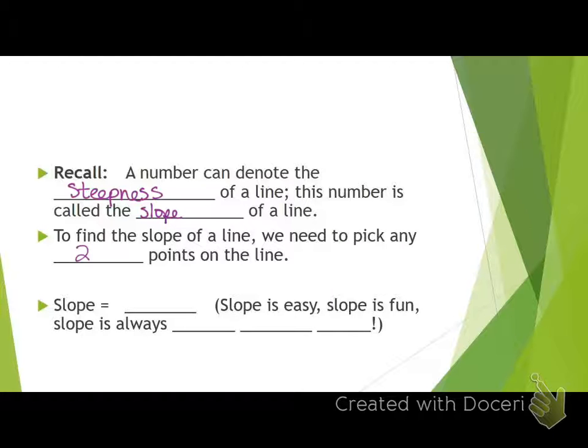Slope, we refer to a few different ways. What's one way we refer to it? Rise over run. Slope is easy, slope is fun, slope is always rise over run. We also use what letter for slope? M. We use M for slope.